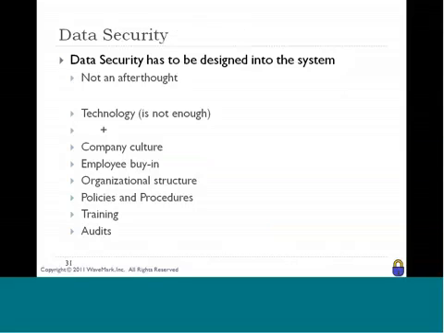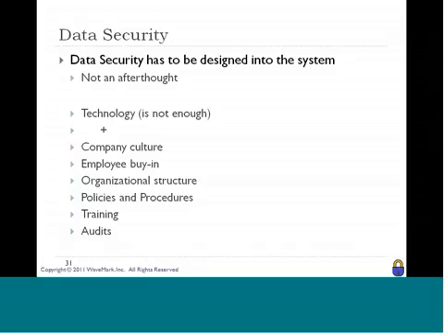Data security, as the system is being built, has to be designed into it. It cannot be added as an afterthought. And the reason for that is that it's not just a technology problem. Looking at it from a technology point of view is not enough. It has to be embedded in the company culture. You have to have employee buy-in into security. Employees have to understand why it's important. It has to be in the organizational structure, and I'll talk about that in a bit.